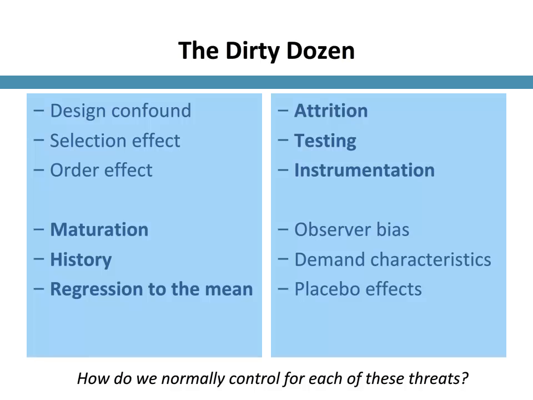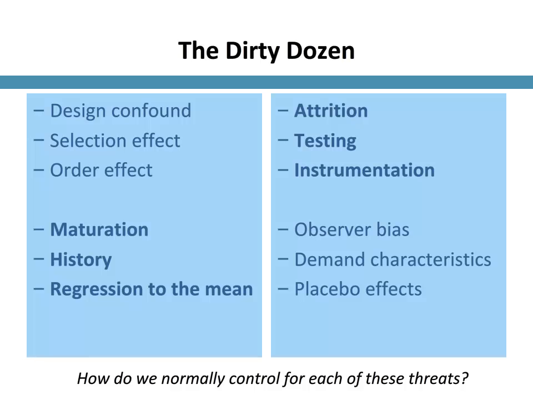All right, like I said in the previous slide, there are 12 threats to internal validity when considering experiments. We've already been through the first 3, design confounds, selection effects, and order effects. The bolded internal validity threats here are primarily an issue for the one group pre-test post-test design, meaning the really bad experimental design that no one uses. And the reason they don't use it is because these bolded 6 internal validity threats are a serious problem for that design, and we'll explain why in a second.